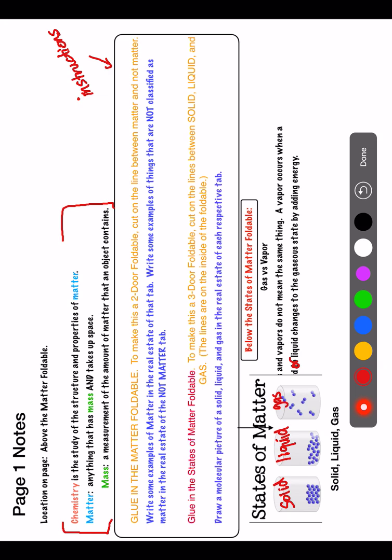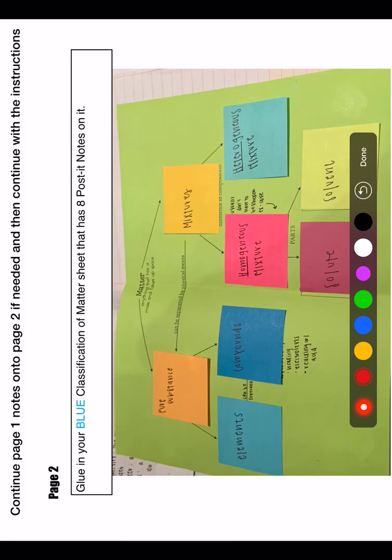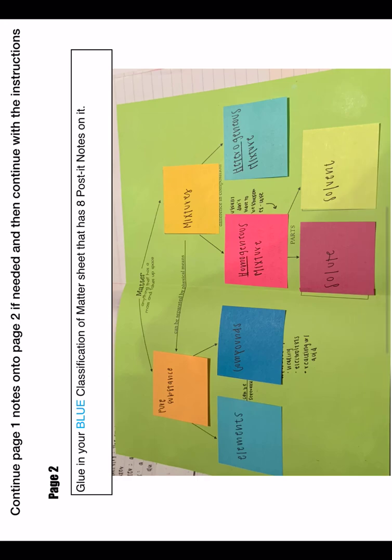Page 2, you're gluing in the blue classification of matter foldable. Yours is blue, and this one is green. If you'll underline the prefix homo in homogeneous mixture and the prefix hetero in heterogeneous mixture, that'll help you with those 2 types of mixtures. We're going to talk about these a little bit more in class, and then put some pictures underneath here.